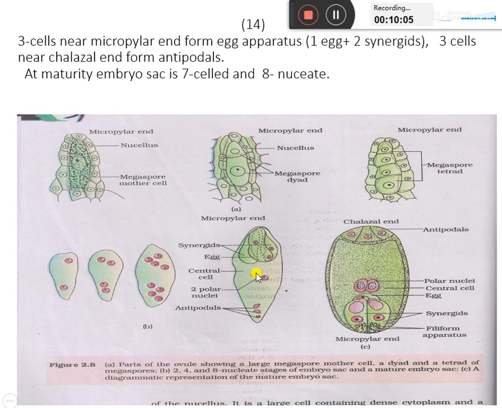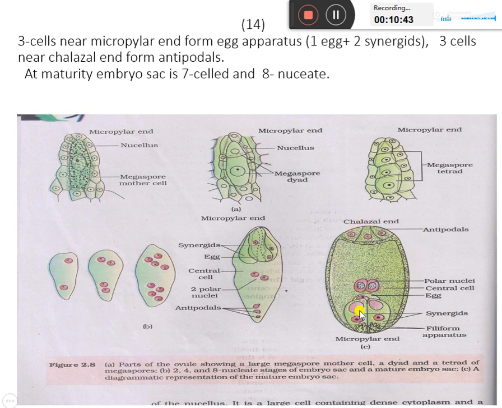Out of the 8, 2 get arranged at the center to form the polar nuclei, and around this the cell wall formation takes place, which is known as the central cell. 3 nuclei at the micropylar end form the egg apparatus, with the two synergids and 1 egg cell, and opposite to the micropylar end, that is at the chalazal end, the 3 nuclei form 3 cells called the antipodals. So this is the mature embryo sac.